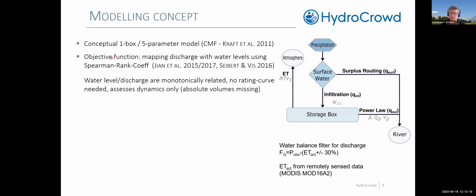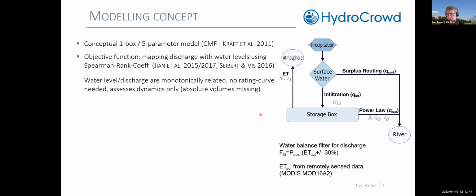The objective function we are using is the Spearman rank coefficient, because we are using the water level data to calibrate and validate the model. So we do not have a water budget. We cannot close the water budget because the discharge data is missing. We're just using the changes of the water level to test the model itself.